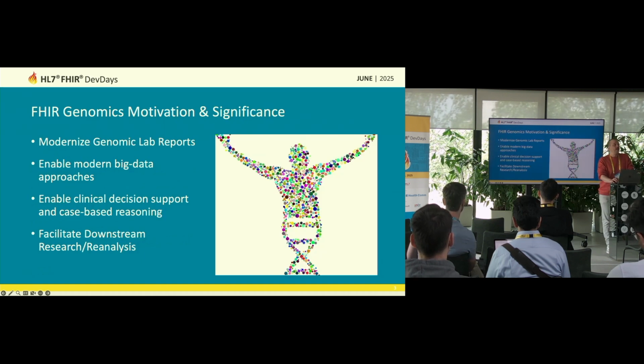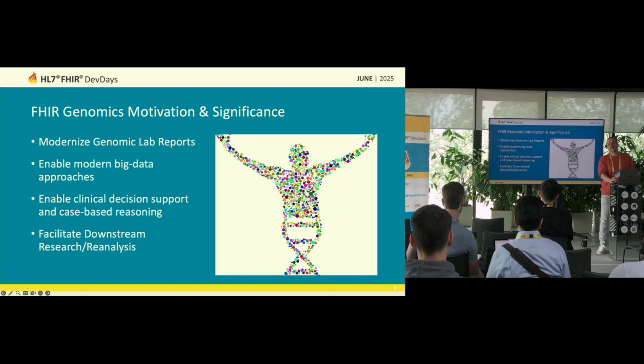So why are we doing this? Why should we do genomics on FHIR? From time to time, if I talk with bioinformaticists, they say, yeah, we already have standards for genomics. Why do we need FHIR? The main motivation at the beginning was modernized genomic lab reports. That's why the first product of the genomic reporting workgroup is the lab report implementation guide about how do I report a lab report in a structured manner.